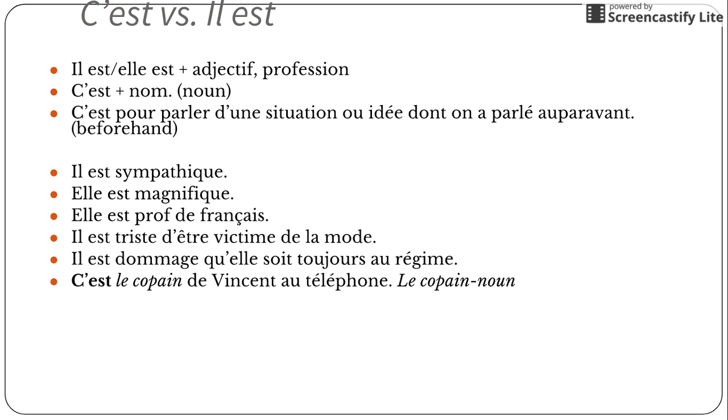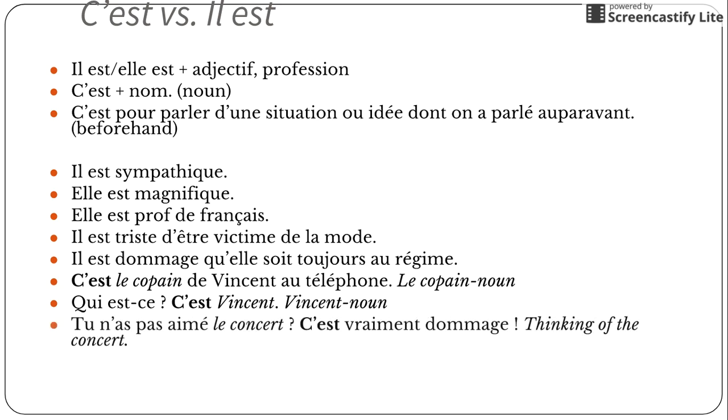Now we have c'est to describe that he is Vincent's friend. Le copain is a noun, so we use c'est. And if you're asking the question, who is it? It is, and then the name of the person. The person would be a noun. Finally, here's an example. Tu n'as pas aimé le concert, c'est vraiment dommage. Since we've already talked about the concert, we can use c'est to describe the situation from before.